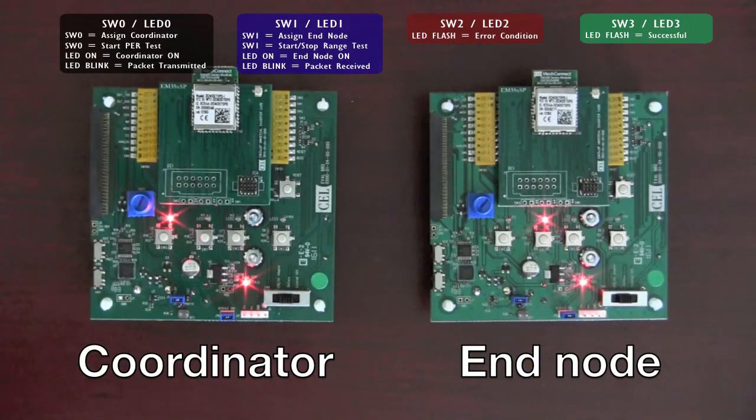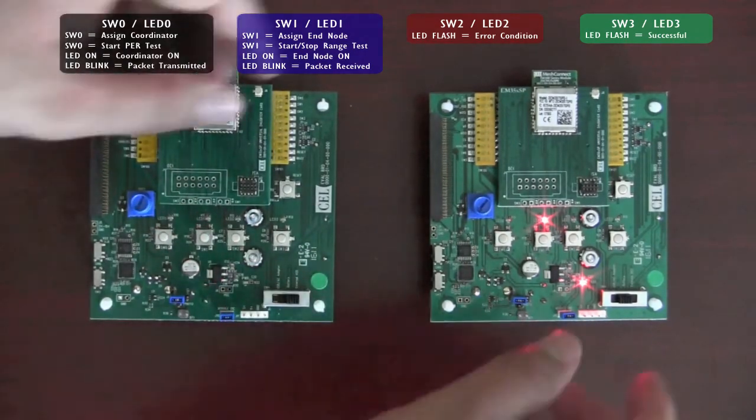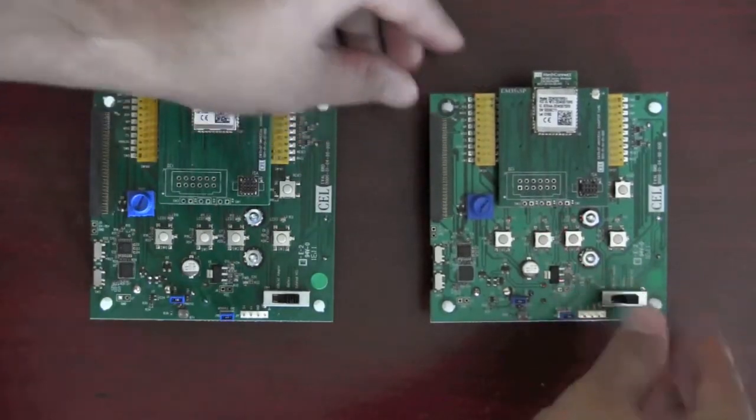Now you know how to run a range test using MeshConnect development tools. Let's power off the board by sliding the power switch back to the off position on each board. This concludes our range test demo portion.